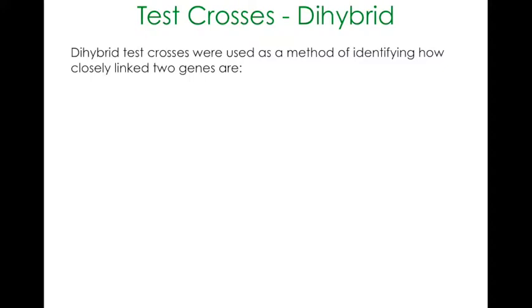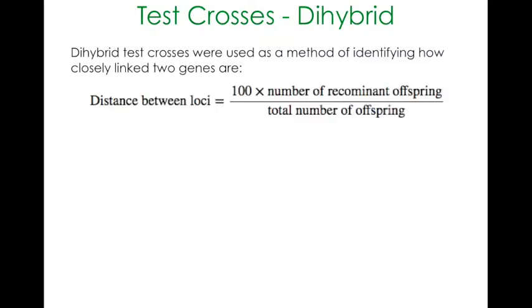You can figure out exactly, map it out, where along the line it is based on the chances of the offspring. So the distance between what we call the gene loci, meaning the gene location on the chromosome, can be determined by using the formula 100 times the number of recombinant offspring divided by the total number of offspring. There should be a B right there.